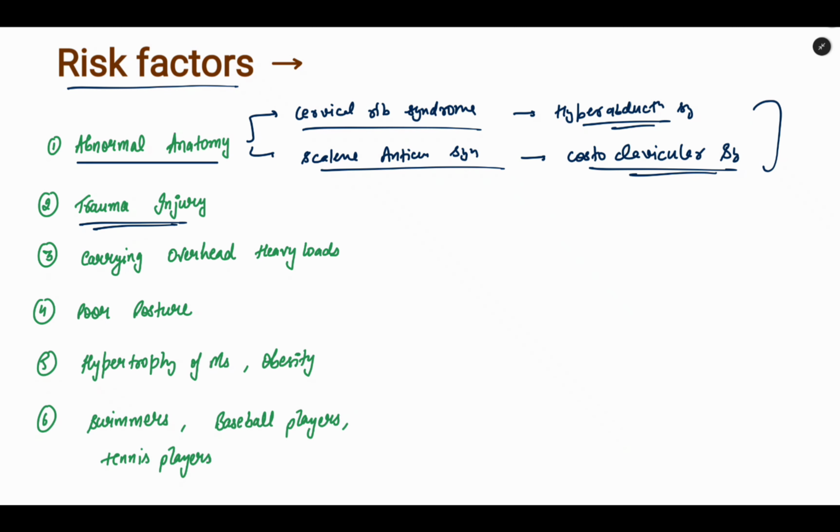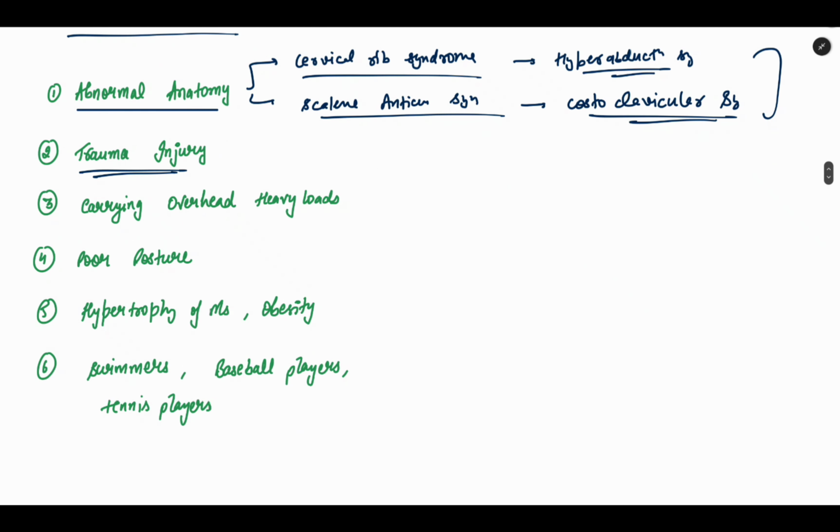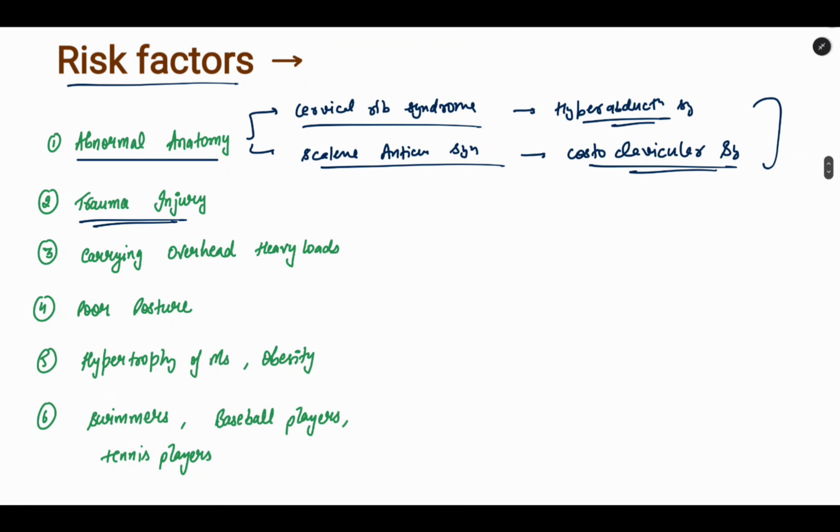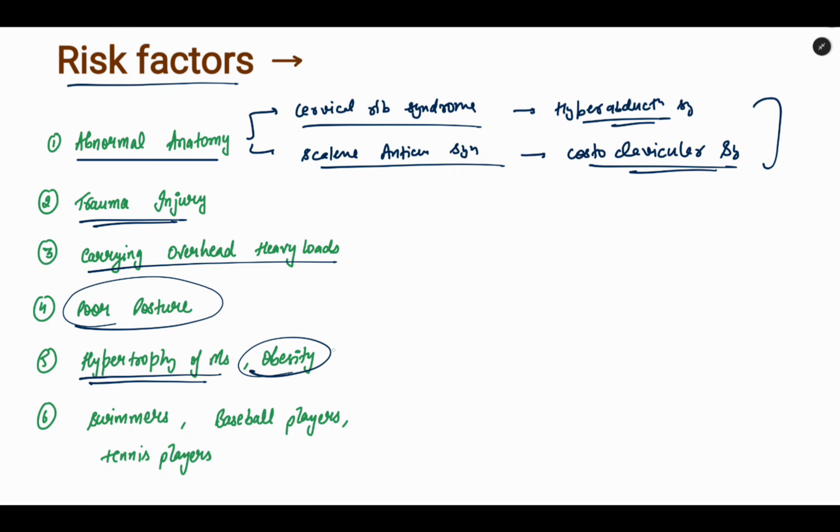Then there can be any injury due to trauma, due to which the compression of the structures takes place. Then we have the carrying of heavy loads, overhead carrying of heavy loads, which leads to the compression of the structures. Then the poor posture during normal day-to-day activity and also during sleep. The hypertrophy of the muscles and obesity, and excessive bodybuilding might be the cause for the obstruction or compression of the structures.